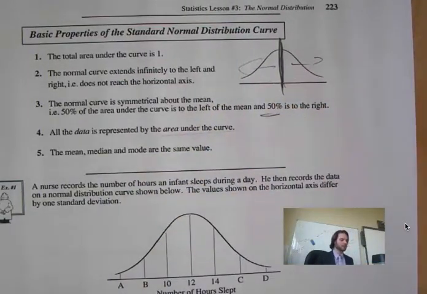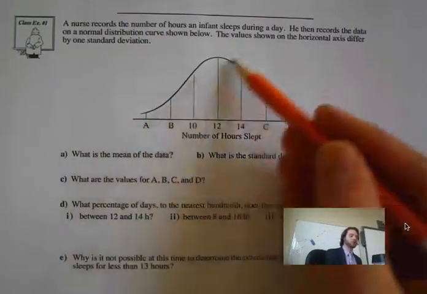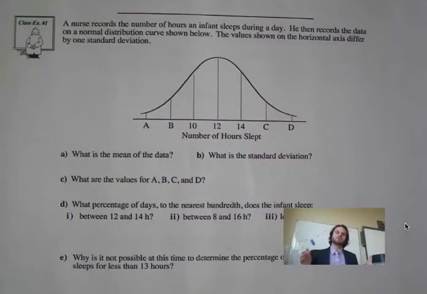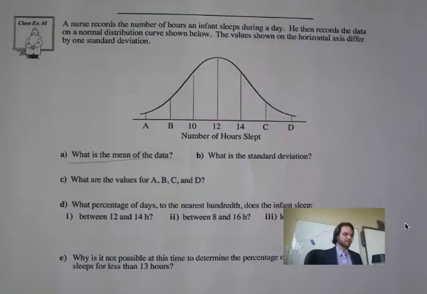All right? Now, here we go. Here's our first class example. It says, a nurse is recording how many hours an infant sleeps. He then makes a bell curve to figure out percentages to help him come up with averages. Okay? So it says, what is the mean of the data?